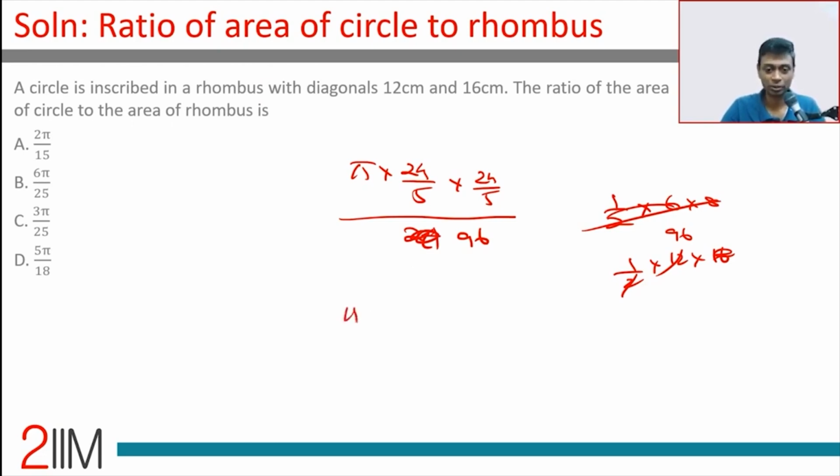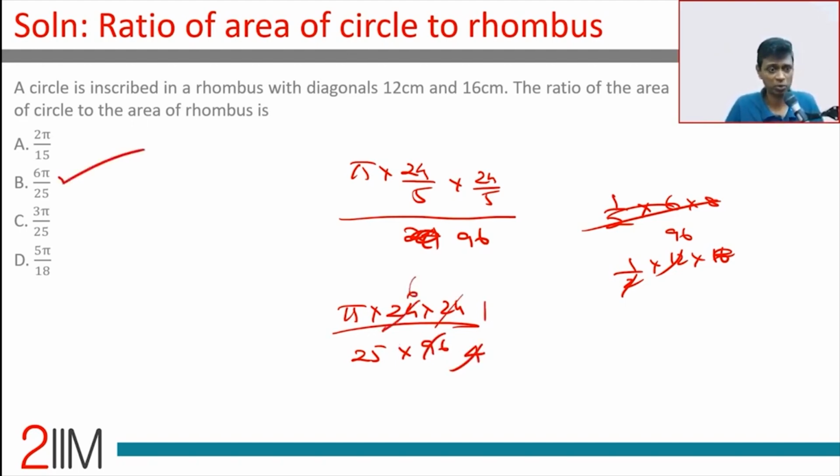And so this is pi into 24 into 24 by 25 into 96. 24 by 96 is 1 by 4. 24 by 4 is 6. 6 pi by 25. Lovely. My original answer would have given us 24 pi by 25, which luckily enough was not there in the choices. It's half into product of diagonals, not half into product of half the diagonals.